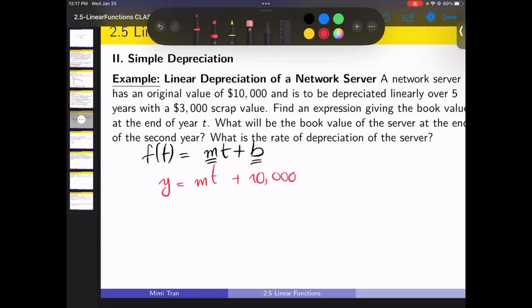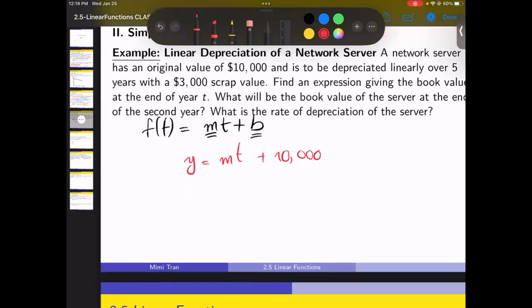Can I figure out my slope? Using what? So what do 5 and 3,000 represent? Yes, it's a point, right? It's a solution of your function, a point on the graph of the function. So all you do is plug it in, because if it's a solution, then it must be true. So plug it in.